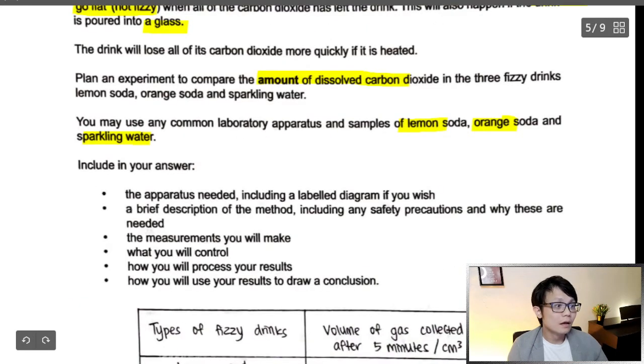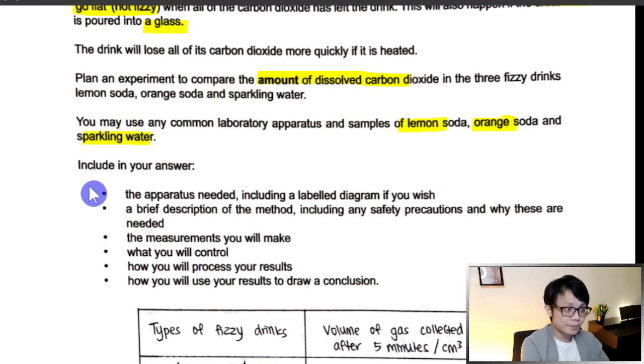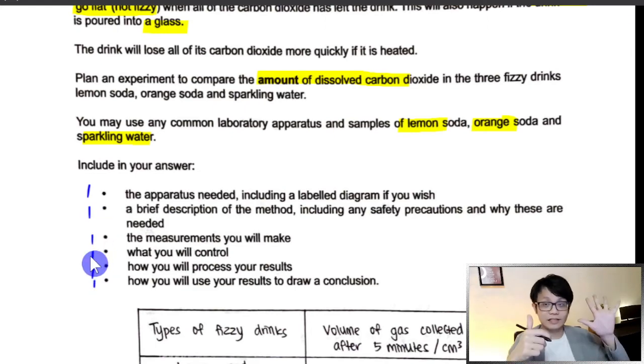A brief discussion. For this one I usually recommend you to write more, because a method usually carries more marks because it is longer. Before you do it, you need to think about your marks. Imagine this one you put 1 mark, this one 1 mark, 1 mark, 1 mark, 1 mark, 1 mark. So 1, 2, 3, 4, 5, 6. So you get 6 marks.